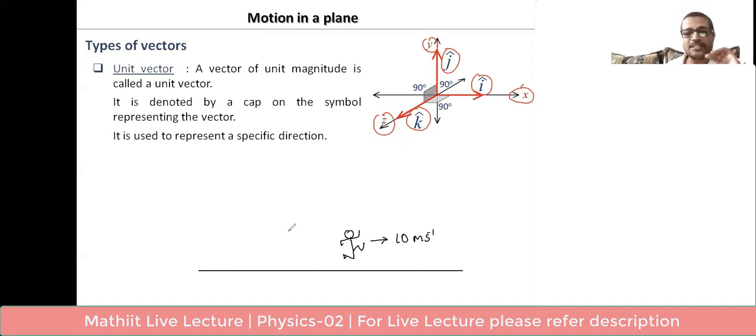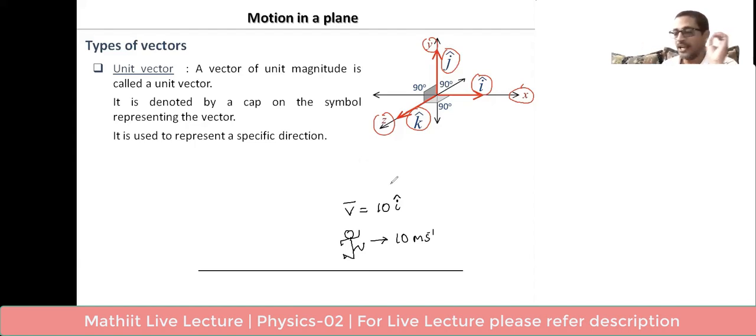Now, if you want to convey this information in the language of vectors, how would you do that? You would say that the velocity of the person, which is a vector quantity, is 10 meters per second in the right hand side direction. Notice what I said and notice what I wrote. I'll do that once again. Velocity of this person is 10 meters per second in the right hand side direction. I said such a big part of a statement, in the right hand side direction. Did I write all that on the screen?